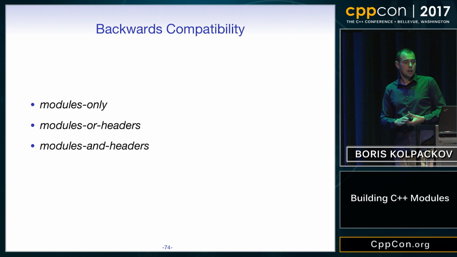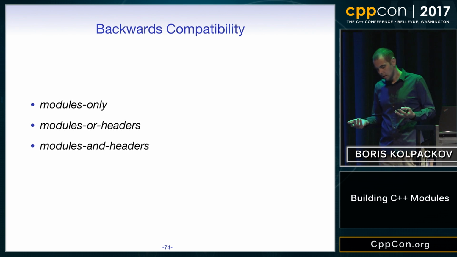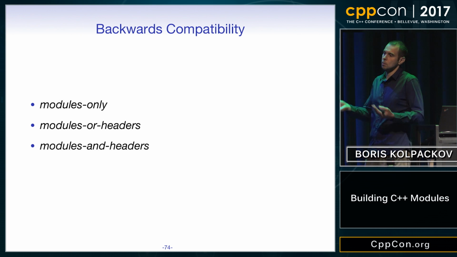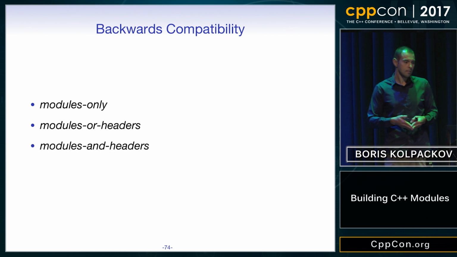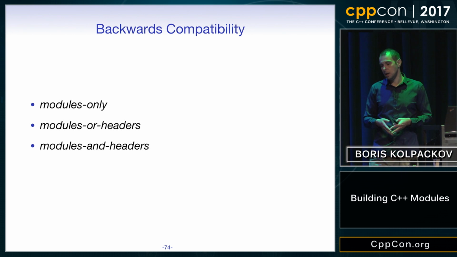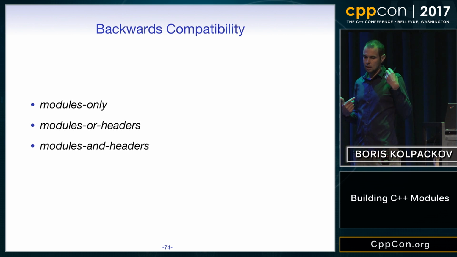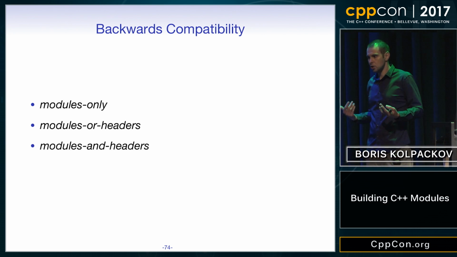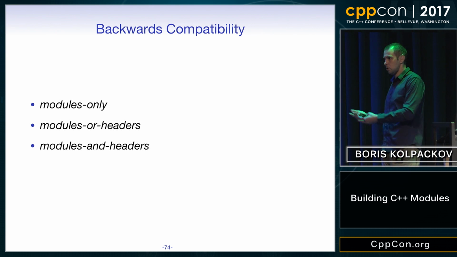Okay, let's quickly talk about providing backwards compatibility. We've identified 3 levels. So modules only, you don't provide any, you just switch to modules. Lucky you if you can do that. Modules are headers, where we support headers for backwards compatibility, but we expect our library and its consumers to be on the same page. They both using modules or both using headers.